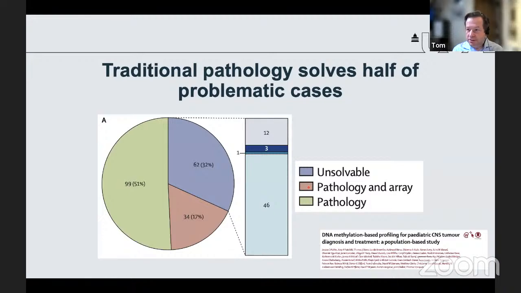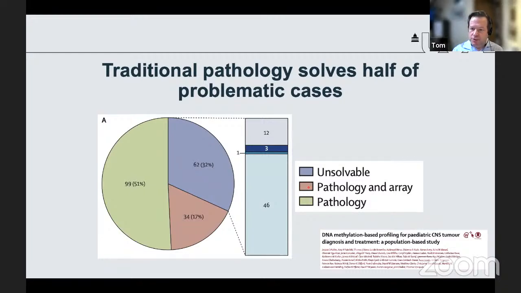So the first thing to say is that specialist pathology, conventional without the molecular testing, solved half of those cases without us needing to resort to additional testing. So there still is this really strong value of traditional pathology in solving that.